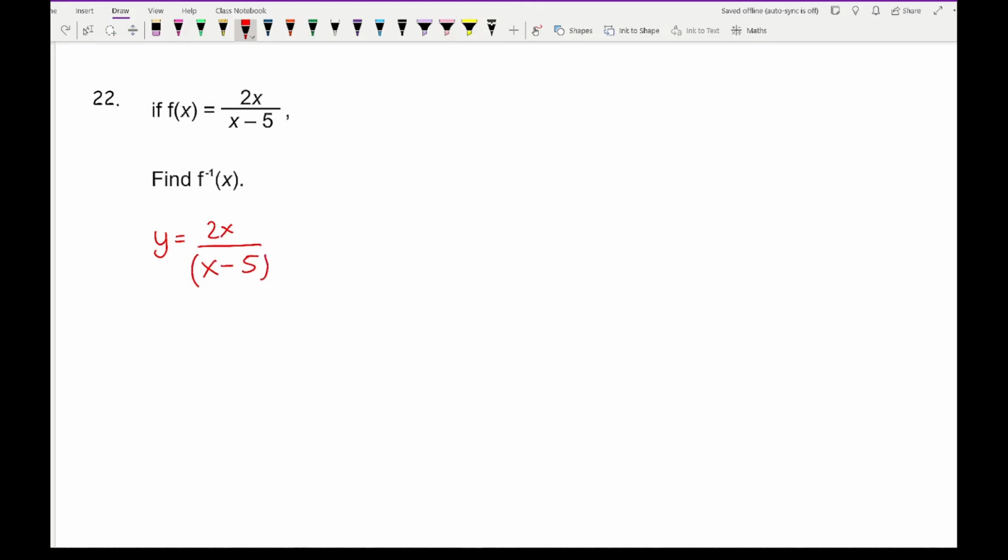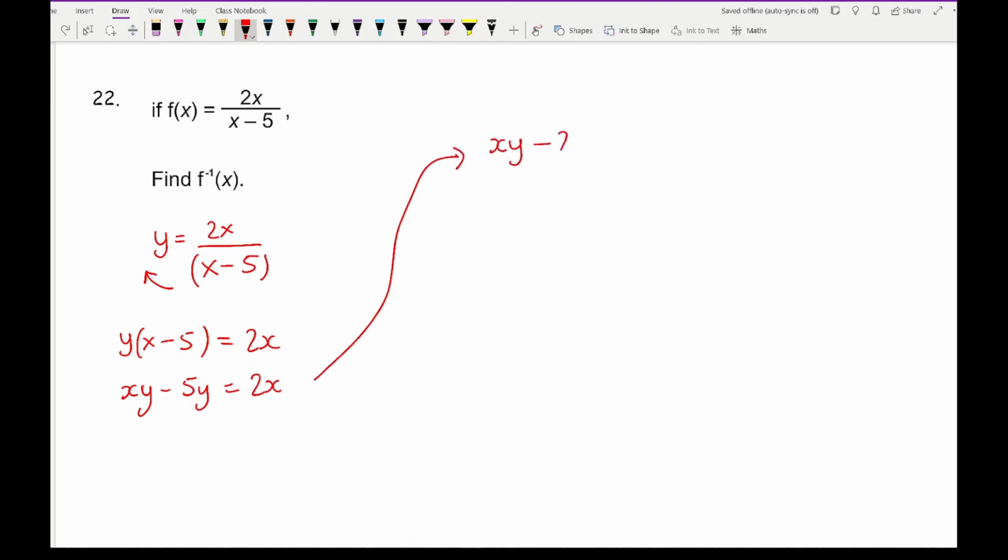Now, if I just put brackets around the denominator, I take that over to the side. So I end up with y times (x minus 5) equals 2x. I then expand the brackets, so I get xy minus 5y equals 2x. I then take everything with an x onto one side, so I end up with xy minus 2x equals 5y. So all I've done there is I've taken this 5y over to this side and the 2x over to the left hand side.